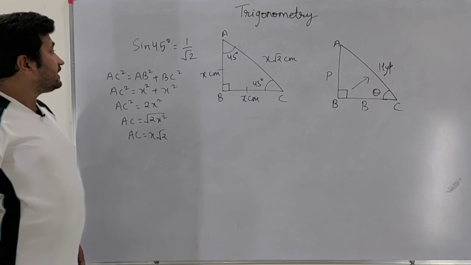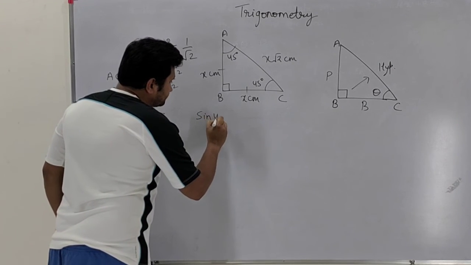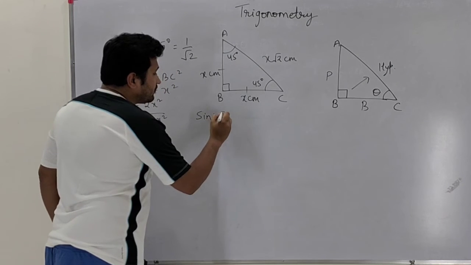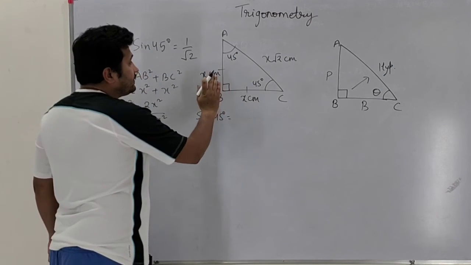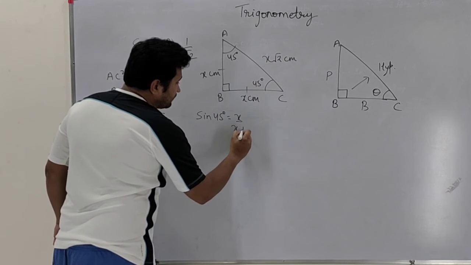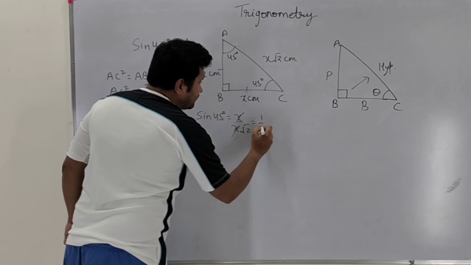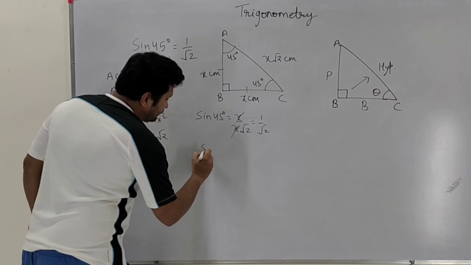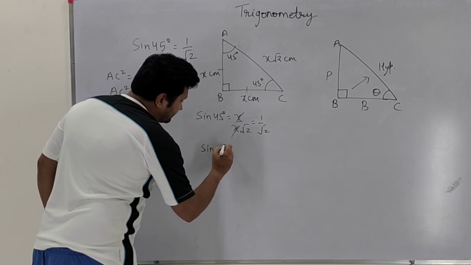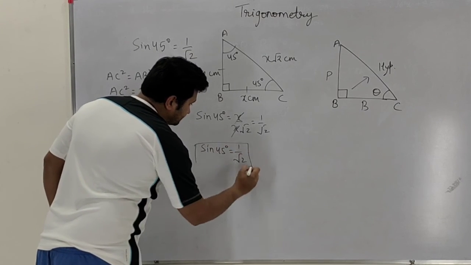Now I have to find the sin 45 degree value. Sin 45 degree value is perpendicular upon hypotenuse. Here the perpendicular is x, and the hypotenuse is x root 2. So here x got cancelled, and we are getting 1 upon root 2. From here we can conclude that the sin 45 degree value is 1 upon root 2. So this is the proof.